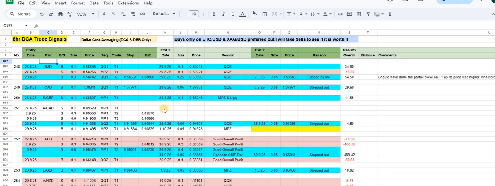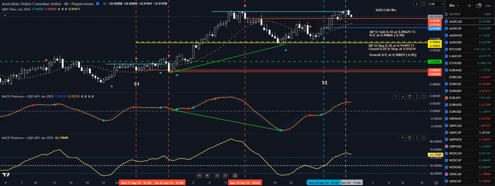I've been trading this since early January, so it's coming up to 10 months now, and it's been pretty consistent, other than a few pairs that give me a bit of grief. And the first pair, let's go through it.